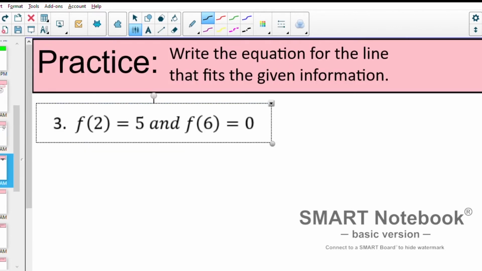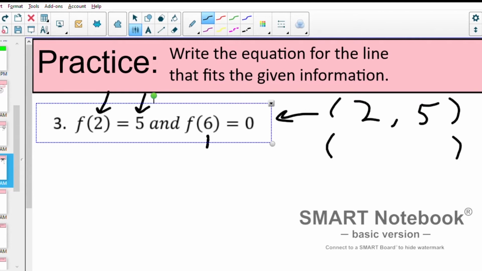Next, we have this information right here from function notation. So how do we get the information out of this like before? Now, we talked in class about using these to create ordered pairs, and if we have 2 ordered pairs, then we'll be able to graph it like we did with the first one. So our x value from this first equation is 2, and our y value is 5, and from the second equation our x value is 6, and our y value is 0.